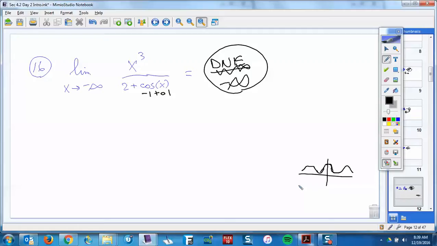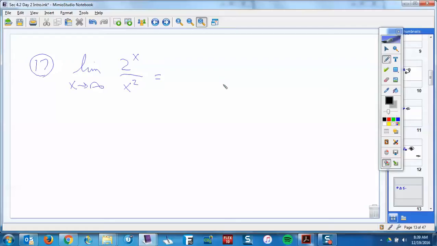But on top, you're getting bigger and bigger negatives divided by 1 to 3 somewhere. So it's just getting bigger and bigger and bigger. Okay? And towards negative. So negative. Okay, good. 17.